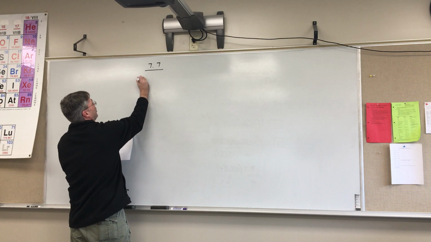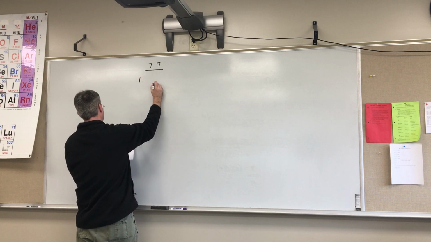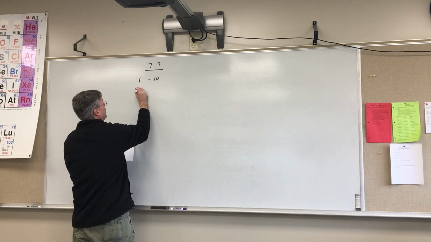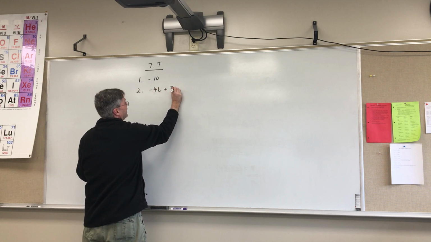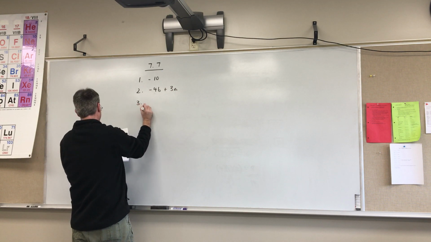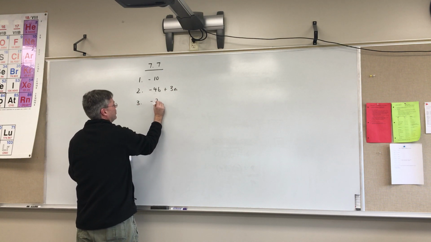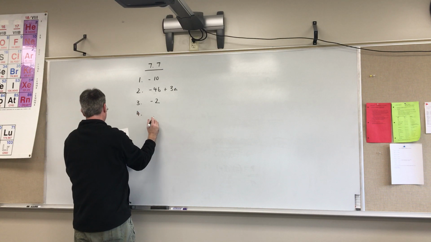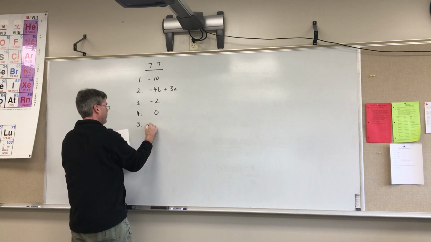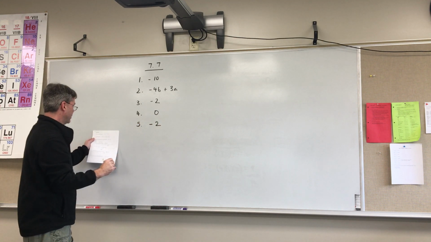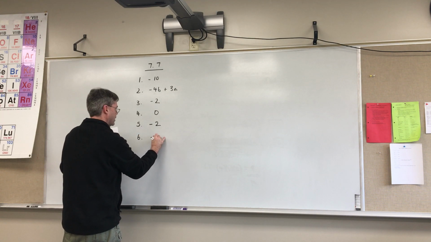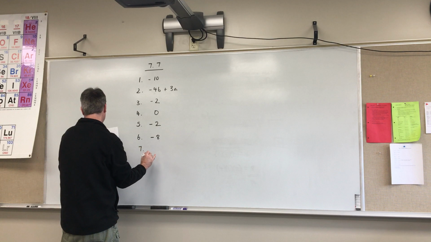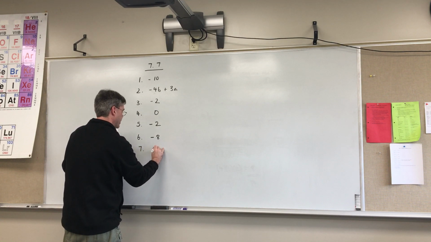All right, the answers to homework 7.7, number 1, -10. Number 2, -4b plus 3a. Number 3, -2. Number 4 is 0. Number 5, -2. Number 6 is -8. And number 7 is 16.